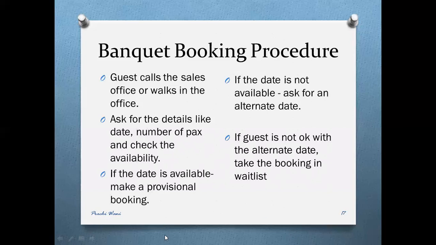Then if you have the date available, you go on and make a provisional booking, which is a tentative booking. What happens if the date is not available? You ask for an alternate date. If guest is not okay with the alternate date that you have asked or maybe suggested, you have to take down that booking in the wait list. So the minute provisional booking gets released, the waitlisted booking will become tentative booking.